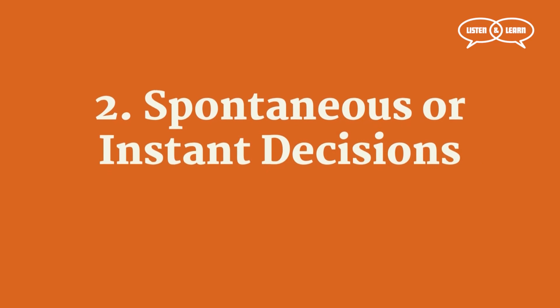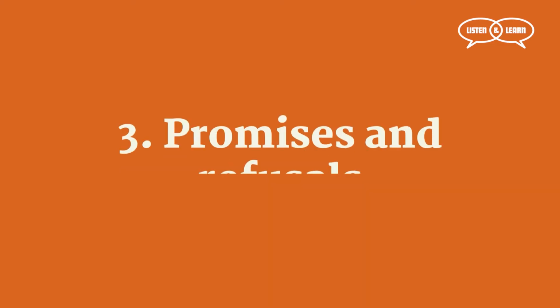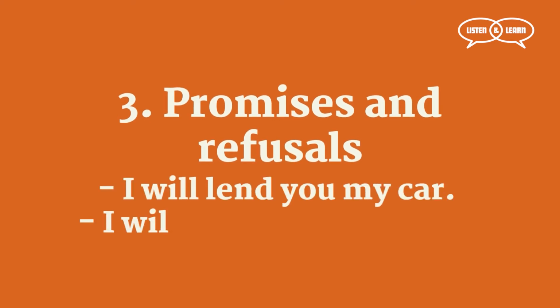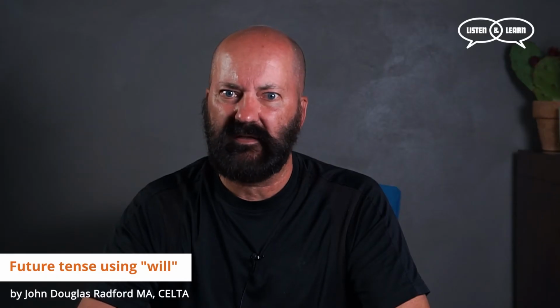Another way we can use will is when we're making instant decisions. For example, when you decide what you're going to eat at a restaurant. I think I will have a salad. You can also use will to make promises and refusals. For example, I will lend you my car. I will not lend you $500.